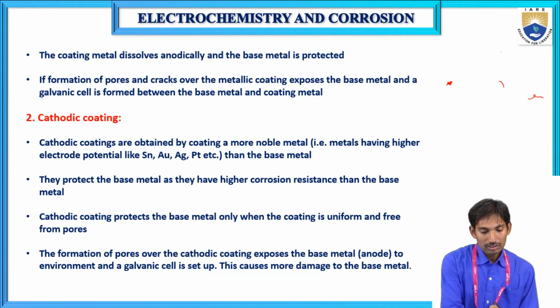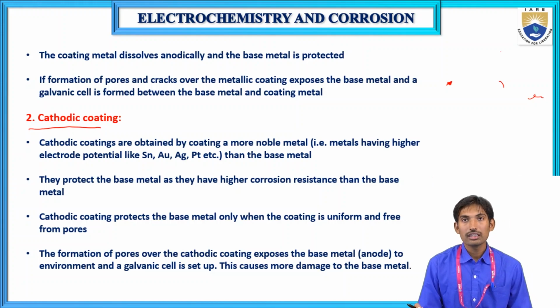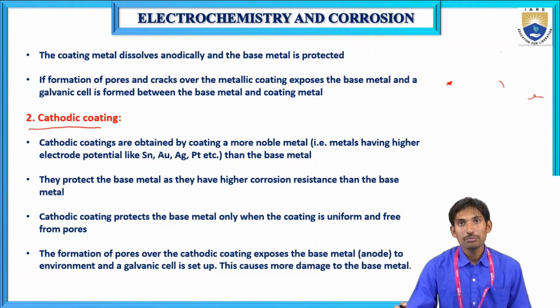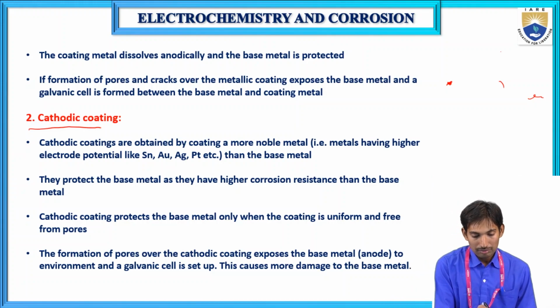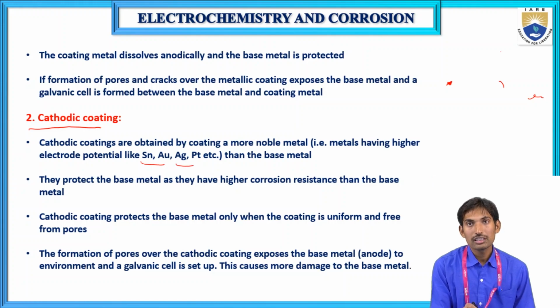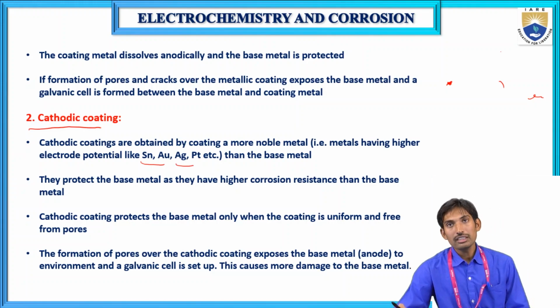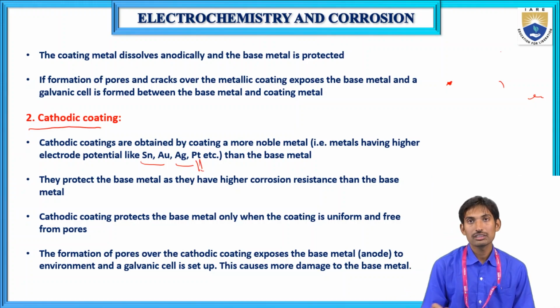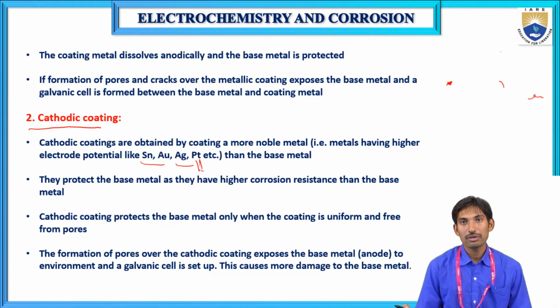Okay. Then the second one is cathodic coating. In cathodic coating, what are we doing? Cathodic coatings are obtained by coating with cathodic metal. Our base metal will be coated with cathodic metals. What are they? Metals like tin, silver, platinum. These are very cathodic metals. Why? Because the reduction potentials of tin, silver and platinum are very high compared with our base metal. So these act as cathode.